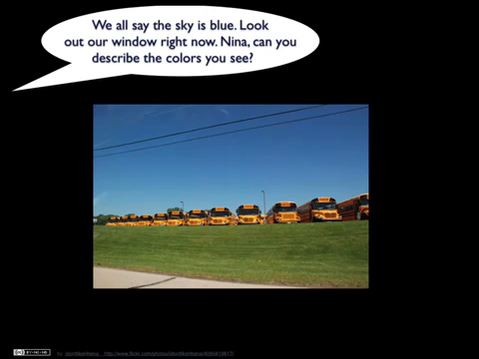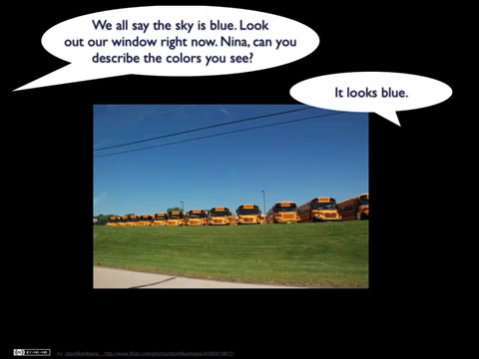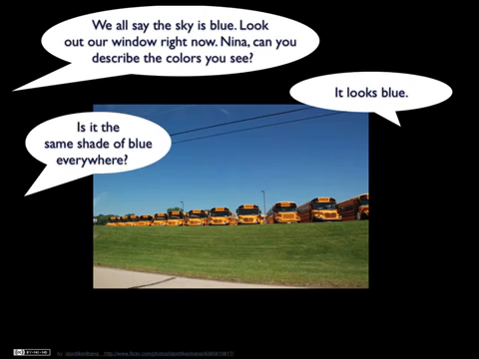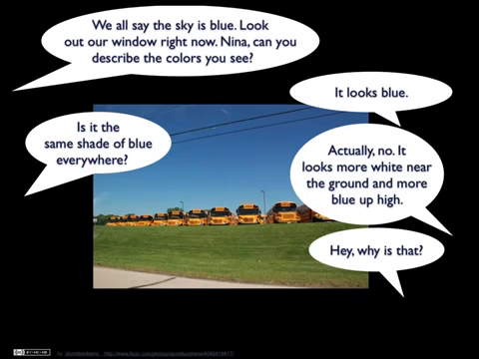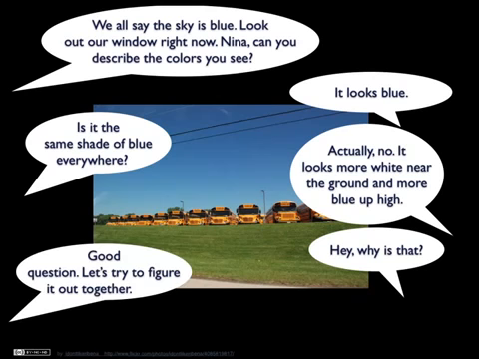So here we are. We all say the sky is blue. So let's look out our window right now. Nina, can you describe the colors you see? It looks blue. Is it the same shade of blue everywhere? And so now you should be looking at this video a little bit closely and seeing what you see. Actually, no. It looks more white near the ground and more dark blue up high. Hey, why is that? Good question. Let's try to figure it out together.